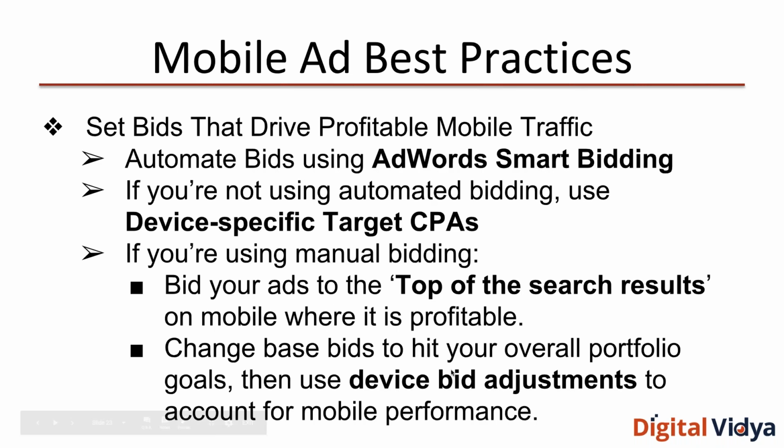Then set bids which can help you drive profitable mobile traffic. Okay. So that is, I think one of you asked, will that be too low? How do you know? So recommended, go with AdWords smart bidding initially so that you automate the bids. If you're not using the automated bidding, select device specific target CPA. So basically, you can optimize your bid for different devices.